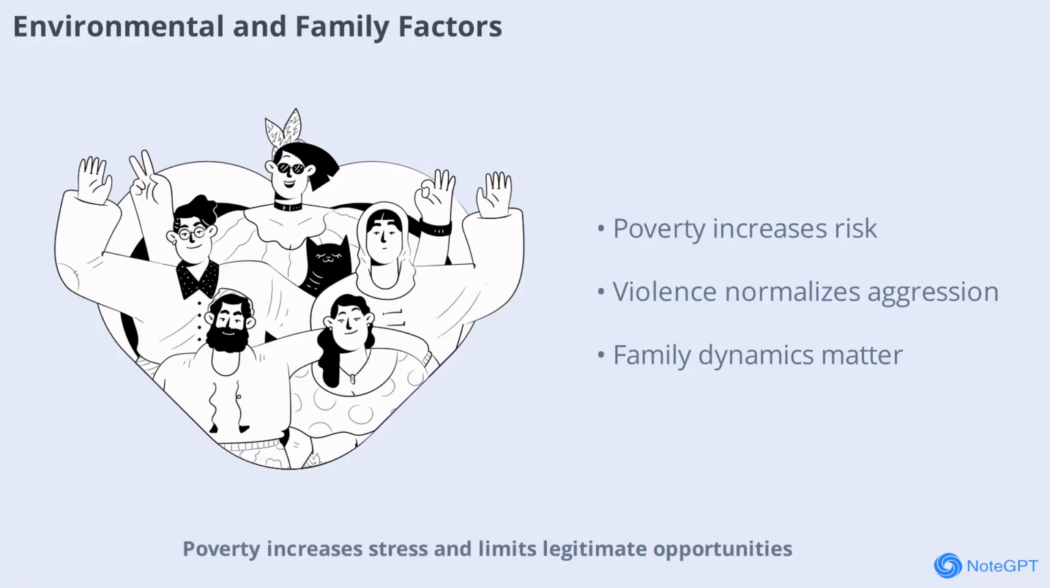Poverty increases stress and limits legitimate opportunities, while community violence can normalize aggression. Family dynamics, such as parental criminality or lack of supervision, also increase risk. Childhood maltreatment modestly increases the risk of later violence, and even a modest increase can have a large societal impact when exposure is common.